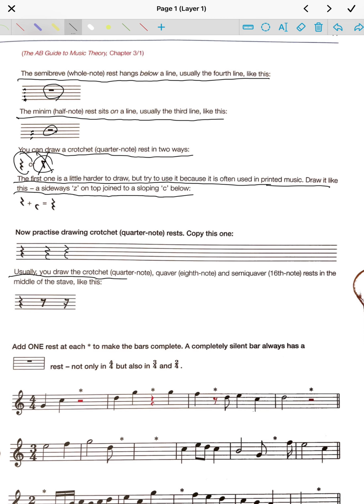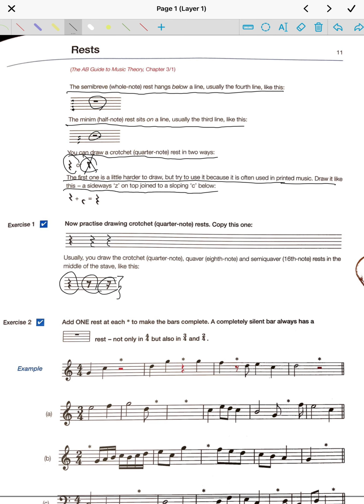Usually you draw the crotchet (quarter note), quaver (eighth note), and semiquaver (16th note) rests in the middle of the stave, like this. It doesn't have to necessarily be under line 4 or above line 3 like the semibreve and minim rests. I'm just going to erase that. So these sit in the middle of the 5 lines, the stave.